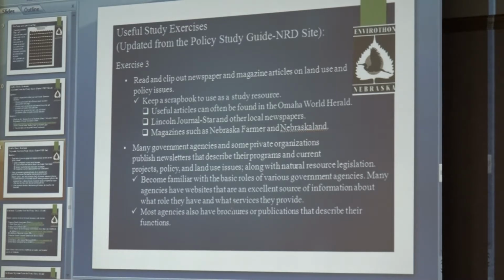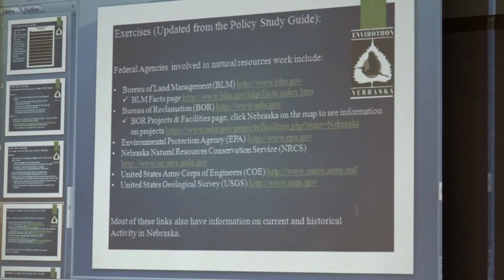Omaha World Herald, the Journal Star, any other magazines, newspapers, local ones might have information. Magazines, Nebraska Farmer, Nebraska Land might have interesting articles. And of course, government agencies and private organizations have their own websites, and they have information on there. I'm familiar with the basic roles of each of the federal and state agencies, as well as the NRDs. And of course, if they can pick up any brochures, that could be helpful information too. Probably a little easier than poking around on websites.